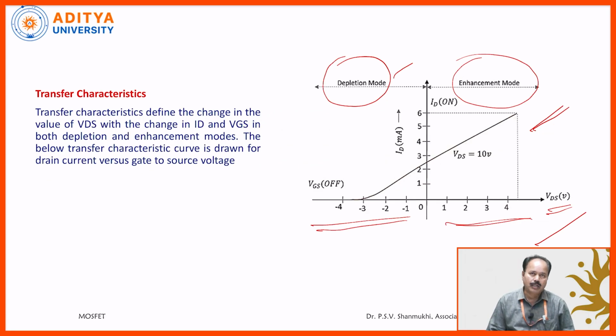And coming to the transfer characteristics, VGS values are taken on the x-axis and the drain current is taken on the y-axis. In the depletion mode case, we apply VGS at a negative voltage and VDS always at a positive voltage, and we get this kind of transfer characteristics.